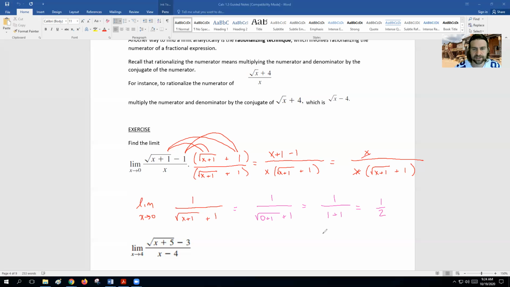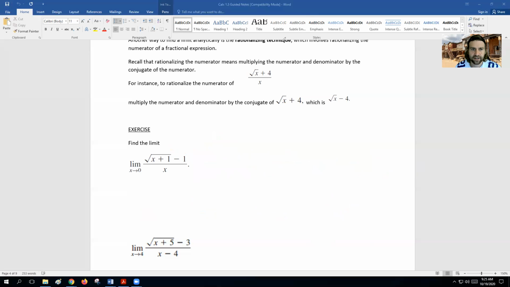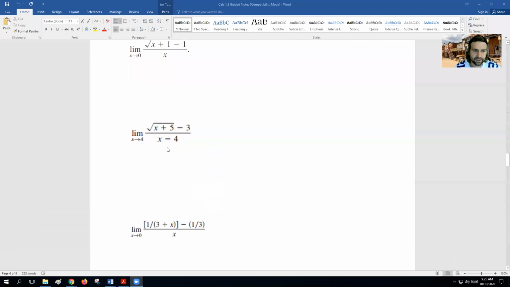We could always double check this answer by plugging it into the calculator, plugging in 0.000001 or negative 0.00001. Again, really close. We should get an answer that's really close to 1/2. All right, so let's keep going. We'll up the difficulty a bit here. If you want to pause the video and try this next one on your own, feel free to do that.